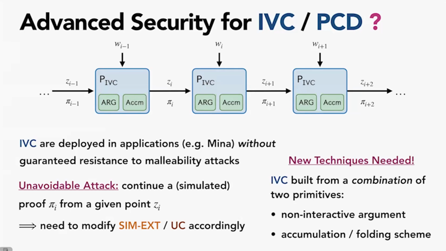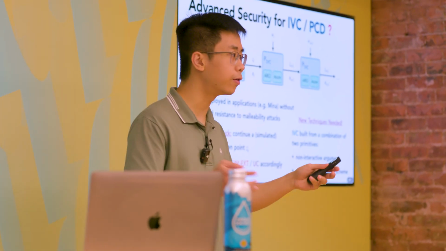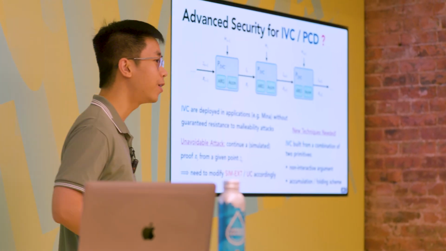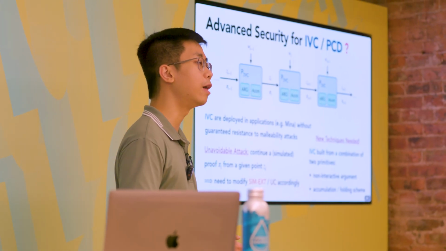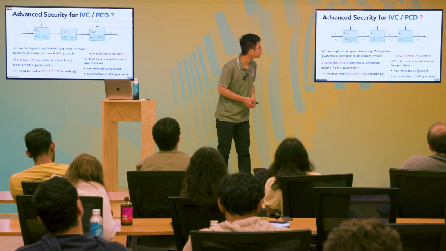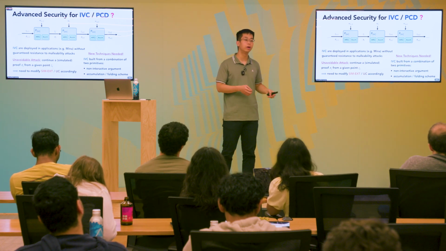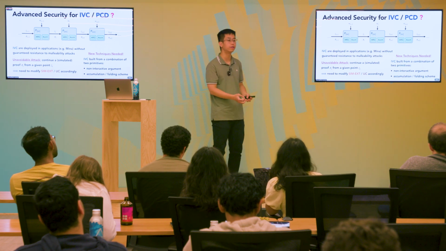And also, another thing that needs new technical ingredients is that these IVC schemes are usually built from a combination of 2 different primitives, right? You have both the non-interactive arguments, so this is back to the SNARK case from before, but they also combine it with an accumulation or a folding scheme. Those of you who saw Abraham's talk have heard all about folding schemes and how awesome they are. These 2 primitives are combined together in an IVC scheme. And when they're combined, what extra things do you need to show in order to prove that the entire IVC construction is non-malleable?